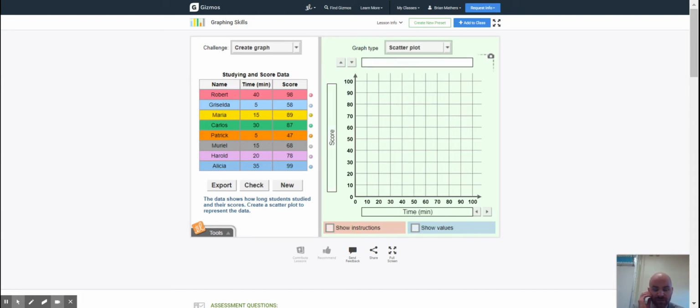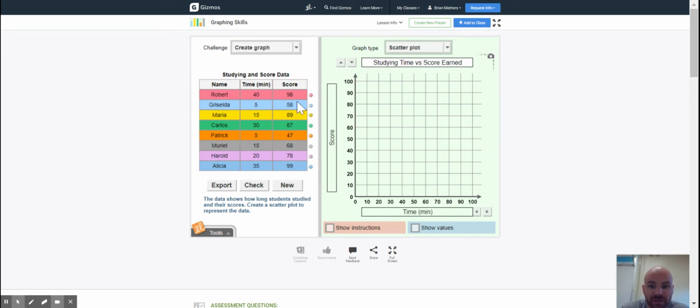Okay, so now the title will say score. We'll say studying time versus score received. Don't quite have enough letters, so maybe we'll say score earned. Studying time versus score earned. There we go.